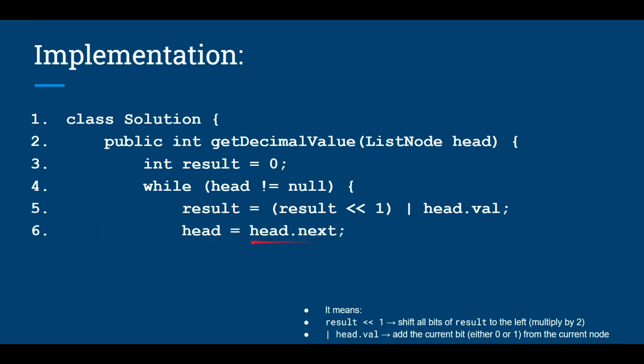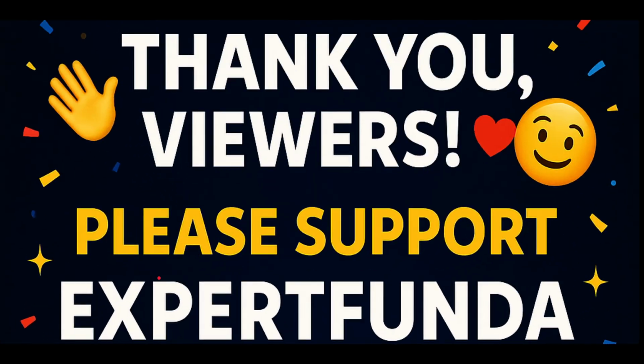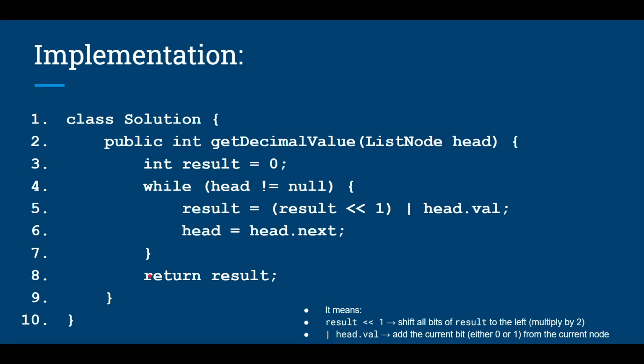Next we move to the next head, which is head dot next. Until head is null, we keep appending to the result. What we are doing here is shifting all the bits of the result to the left, multiplying by 2 each time, and also adding the current head value, which will be either 0 or 1 from the current node. We keep adding both into the result, then move to the next node, and finally return the result. Okay, we'll do the dry run, don't worry.